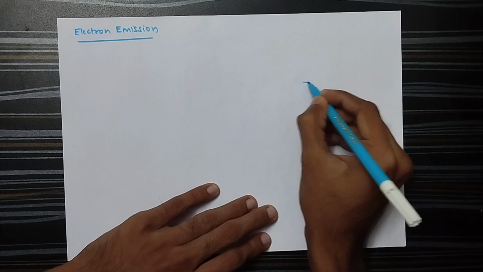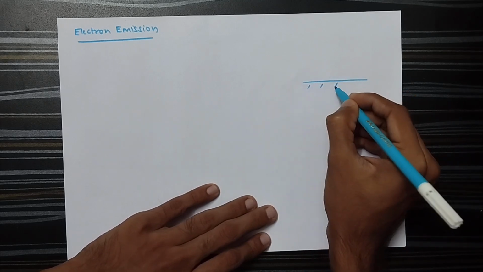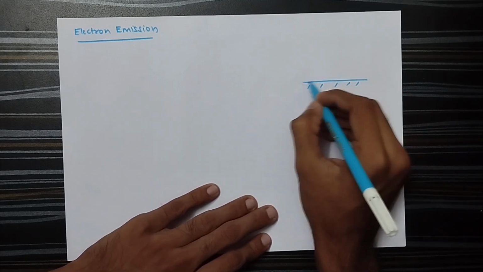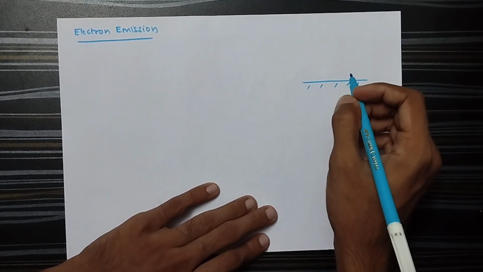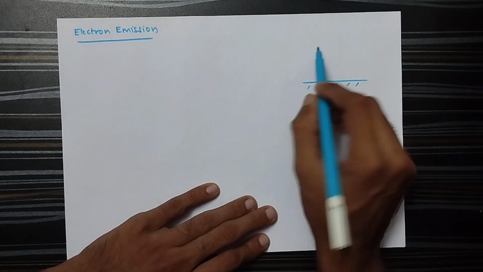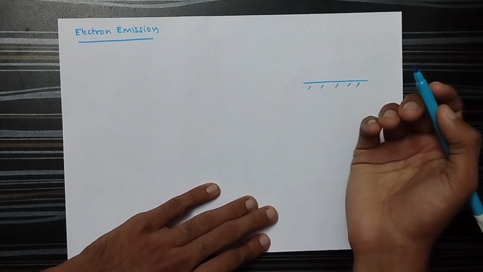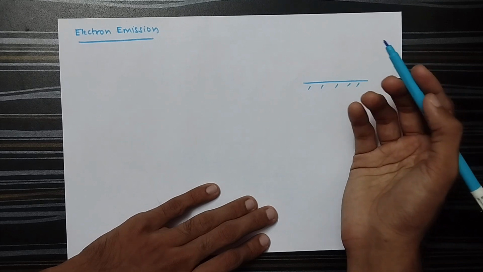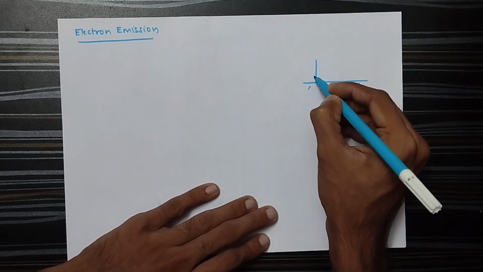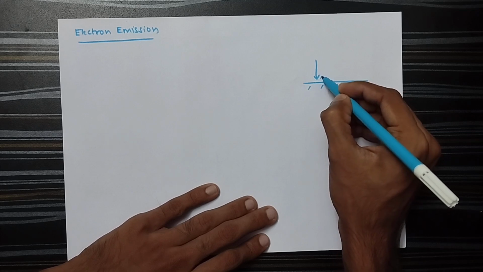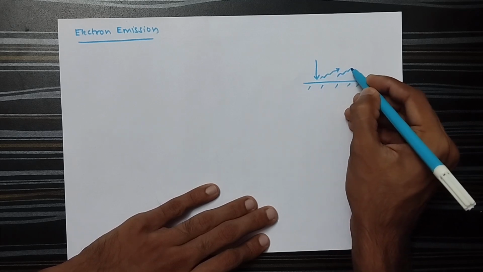Now, why are we learning about it? Okay, suppose we have a surface. This is a surface, and the surface has many atoms. In those atoms there are many electrons. So these electrons, when there is a trigger, suppose we give some sort of trigger like heat, light, some sort of energy, electrons will bounce out of this surface, right?